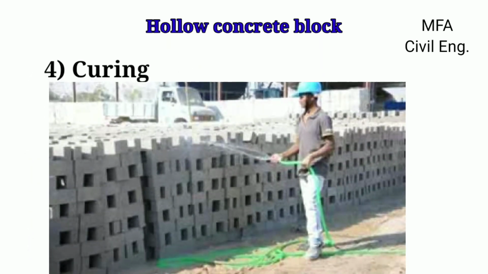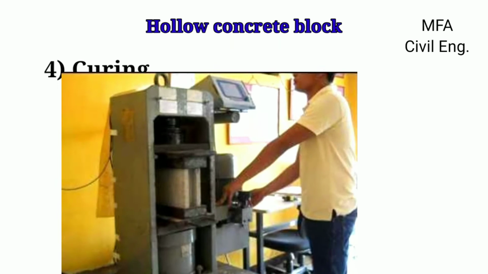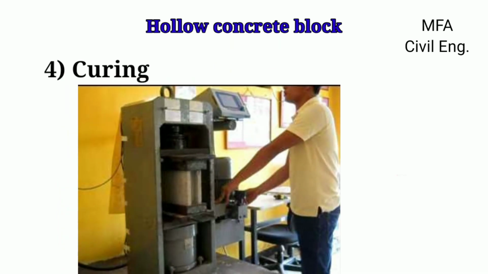Sprinkling of water by a pipe is the most common method of curing and is preferably used at a construction site. After completing the process of curing, the blocks may be stacked with cell. The compressive strength of the block should not be less than 30 Newton per mm square after 28 days of curing.